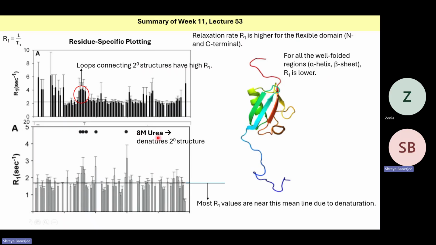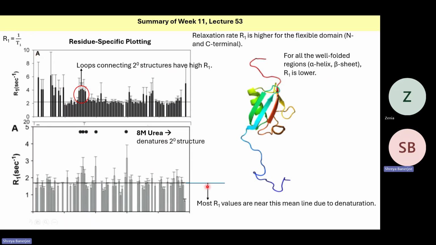Now, when you add urea to the system, urea basically denatures a protein. So from folded, it goes to unfolded. You can see when urea is added to the protein, most of it becomes unfolded. And so almost all the residues have a mean value of R1. So here the R1 was changing quite a lot.